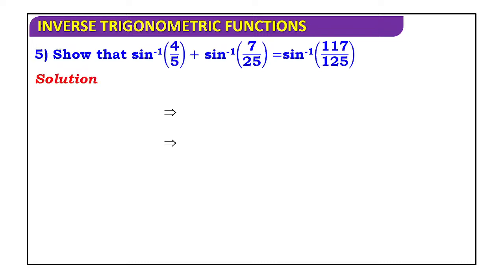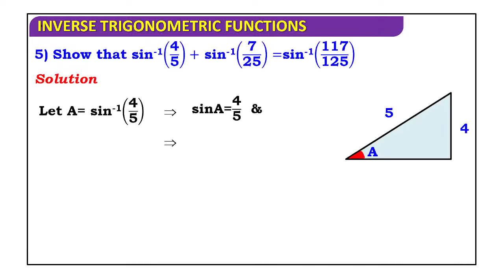Okay, look at this now. Everyone, eyes on the board. Sine inverse of 4 by 5 plus sine inverse of 7 by 25. This you have to prove. Okay. Now look at this. Sine inverse of 4 by 5. So can I take sine A is 4 by 5? Correct. So 4, 5, 3. Okay, 4, 5, 3.